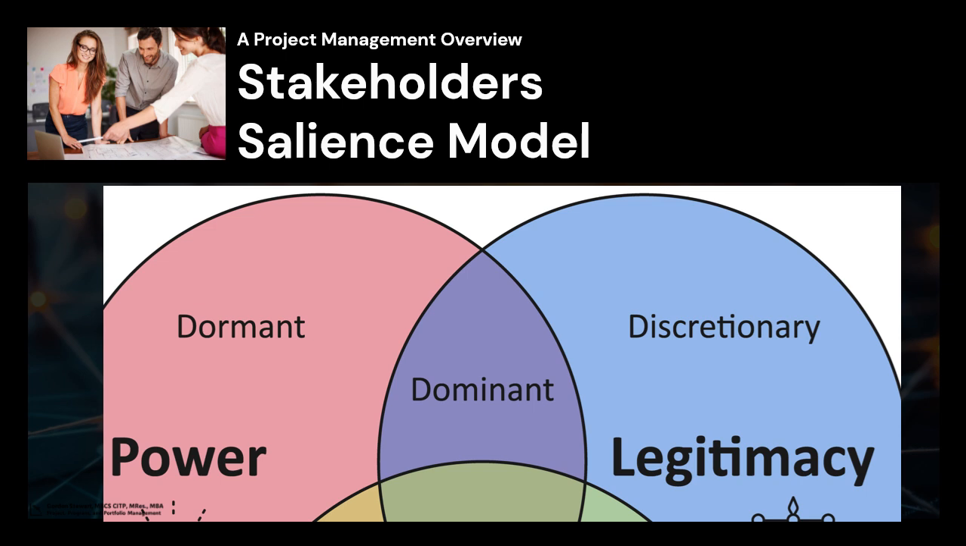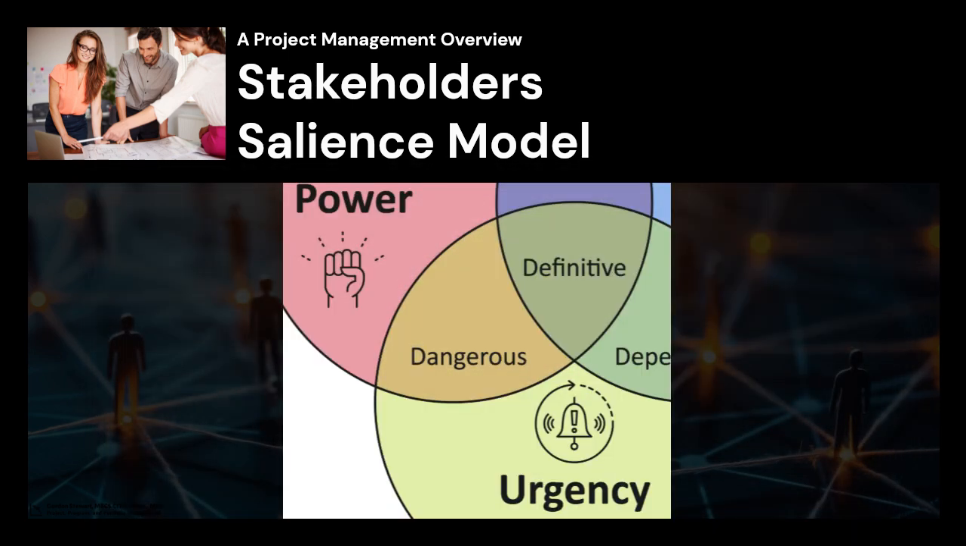Then, the dominant stakeholders with both power and legitimacy. These have strong influence and a clear stake in the project, but aren't in a rush. Example: a project sponsor, say the CFO, who funds the initiative, but only requires periodic updates unless major issues arise. Next, we have the dangerous stakeholders, with both power and urgency. These stakeholders can force action quickly, often with high stakes. Example: a vocal influencer or activist group launching a social media campaign against the project.